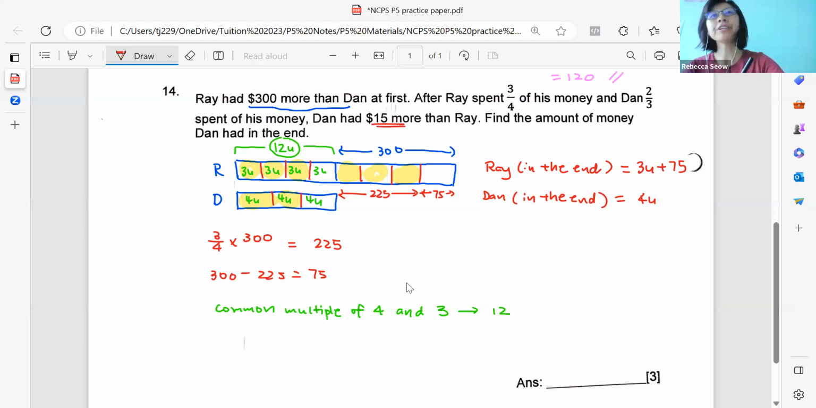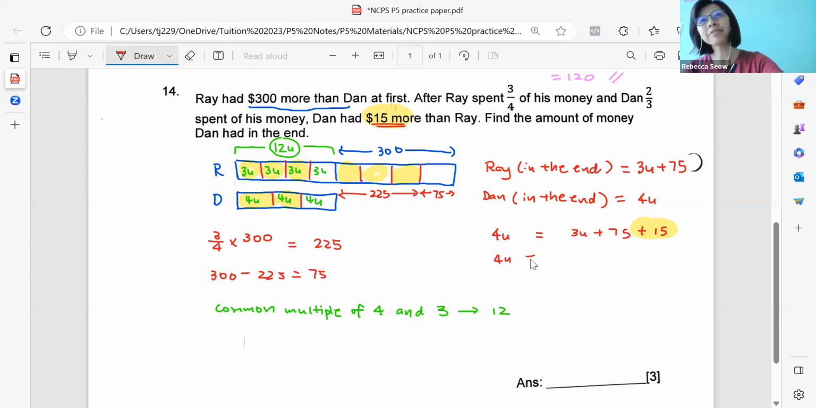Now, how do we bring in $15? Dan had $15 more than Ray in the end. So if Dan had $15 more, Ray would have less than Dan. I will need to add $15 more to Ray so that it can be the same amount. So I'll have the plus 15 over here, and 15 is because of this. Dan had $15 more than Ray, so Ray's amount must add 15 to it.